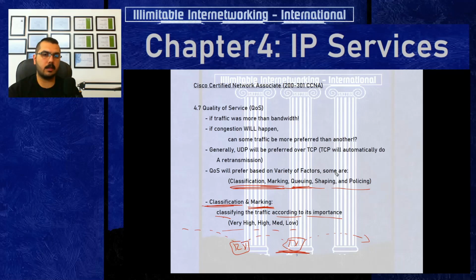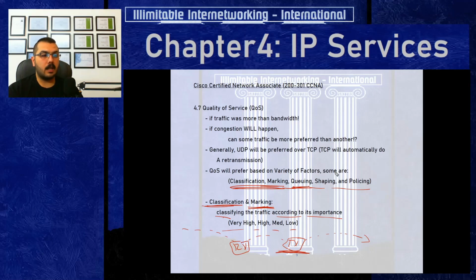I will talk about telnet and SSH. I did talk about them briefly in chapter 1, but SSH will be discussed again in detail and configured 2 slides after that, at the end of chapter 4. So I will make all of this. I will mark FTP as high, I will mark UDP as very high, and I will mark telnet or SSH as low.